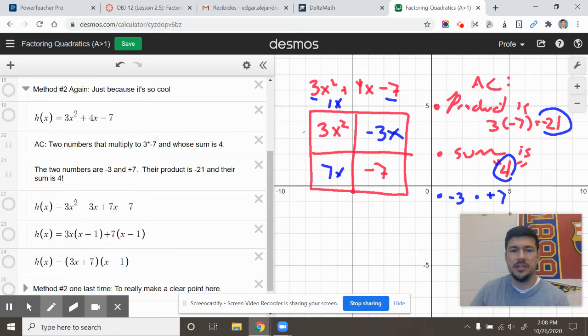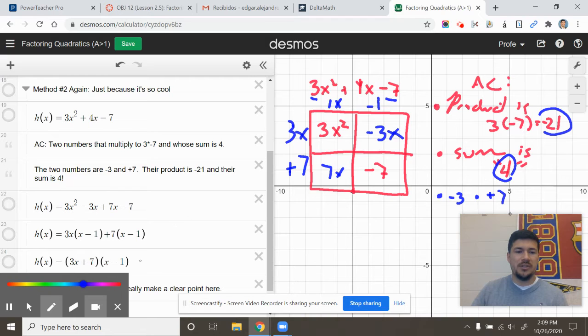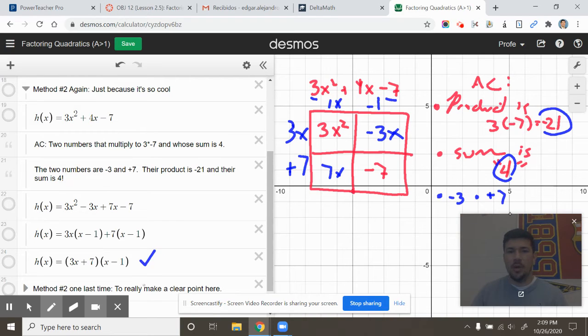If that's a 1x, then right here I need a 3x, okay? To get 3x to multiply to be negative 3x, I'm going to need to have a negative 1 there. And then it's like working backwards. To get negative 1 to multiply to negative 7, I have to have a positive 7 right here, which checks out for the 7x as well. So it's kind of like working a backwards puzzle. So our answer is 3x plus 7 times x minus 1.